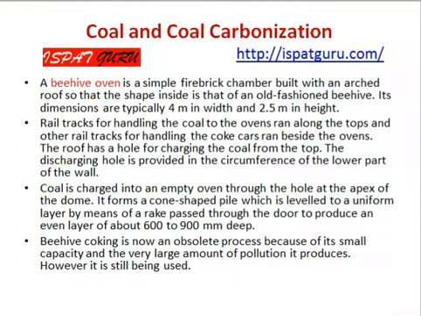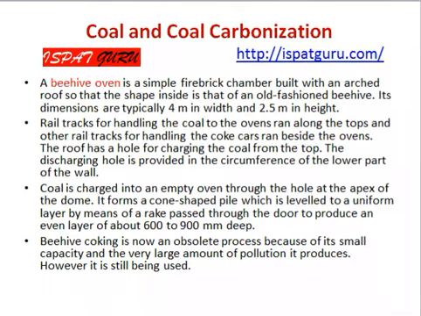A beehive oven is a simple brick chamber built with an arch roof so that the shape inside is that of an old-fashioned beehive. Its typical dimensions are 4 meters in width and 2.5 meters in height. Rail tracks for handling the coal to the ovens run around the top, and other rail tracks for handling coke cars run beside the oven. The roof has a hole for charging the coal from the top. The discharging hole is provided in the circumference of the lower part of the wall.